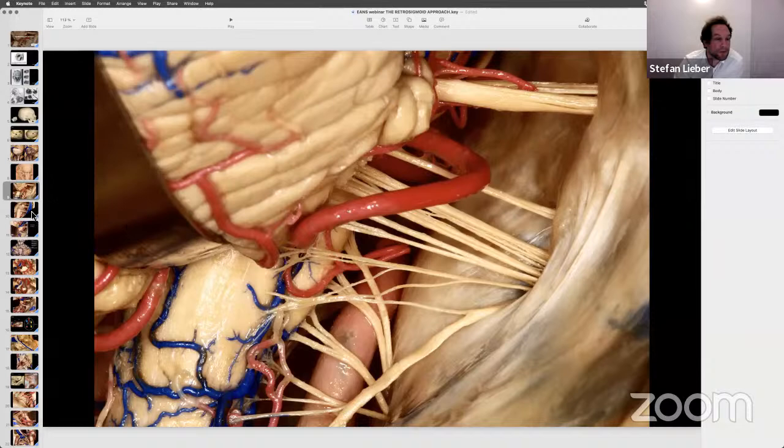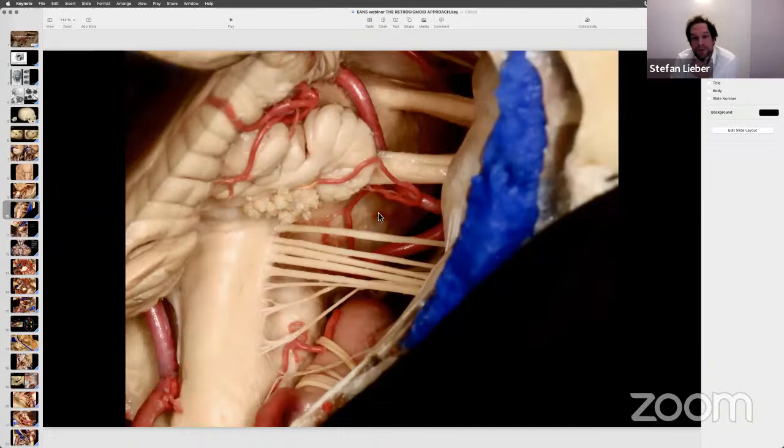This is, again, not a strictly retrosigmoid perspective, but a more lateral perspective towards the anterior surface, or the ventral surface, of the brainstem. Again, you can see the olive. You can see choroid plexus, flocculus, brachium pontis with 5, even 4 here in the cisternal space, and 7 and 8. So essentially all the cranial nerves, 12 down here towards the vertebral artery.